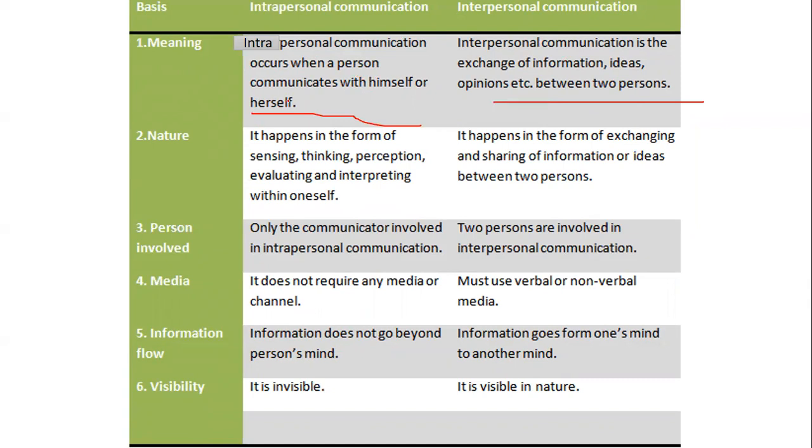Here what we do is thinking, perception, evaluation. Here in interpersonal communication, we exchange ideas. In intrapersonal communication, the communicator is the only person involved, whereas in interpersonal, we have two people involved. Intrapersonal communication does not require any media or channel. Interpersonal communication uses verbal and non-verbal media. In intrapersonal communication, the information does not go beyond the person's mind, but in interpersonal communication, it goes from one person to another. So intrapersonal communication is invisible. The person is talking within his own mind, so it's not visible, whereas interpersonal communication is visible.